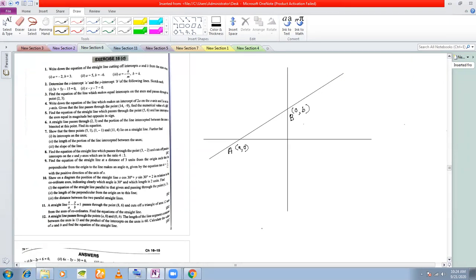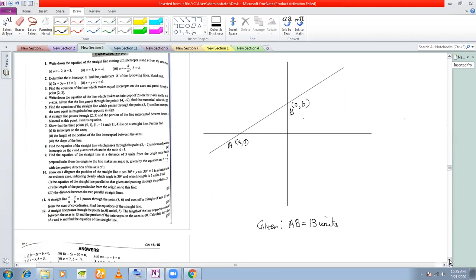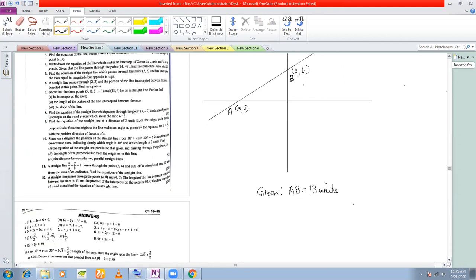Then the length of AB here is given to be 13 units because AB is the segment that is contained between the axes. So AB is 13. Okay. And the product of the intercepts is 60. What is the intercept here? The intercept here is A. So OA is equal to A and OB is equal to B. So according to the question, the product of the intercepts is given to be 60.